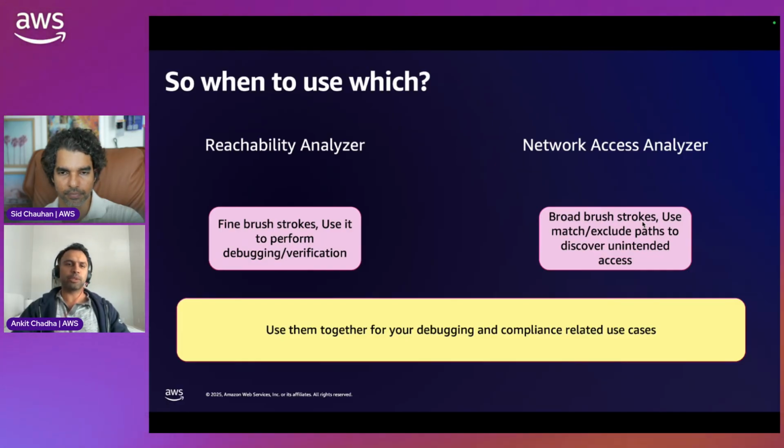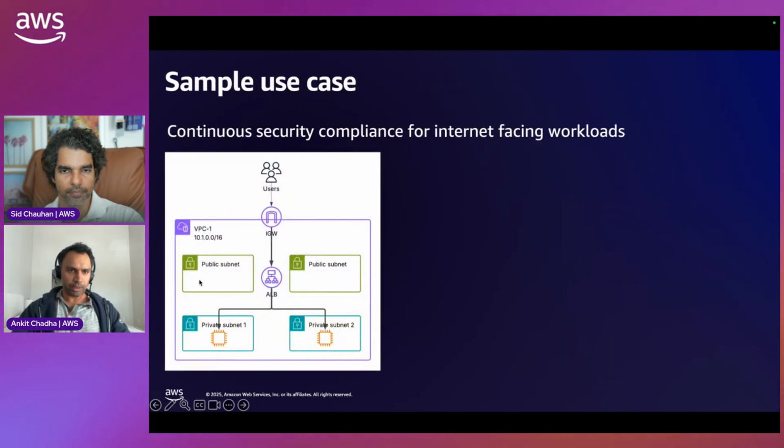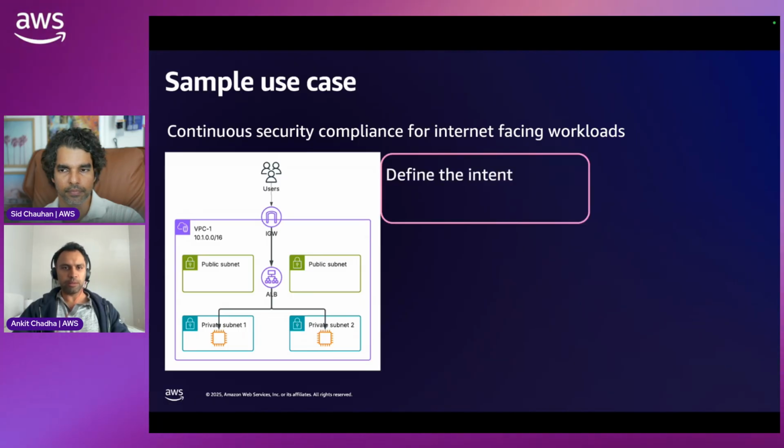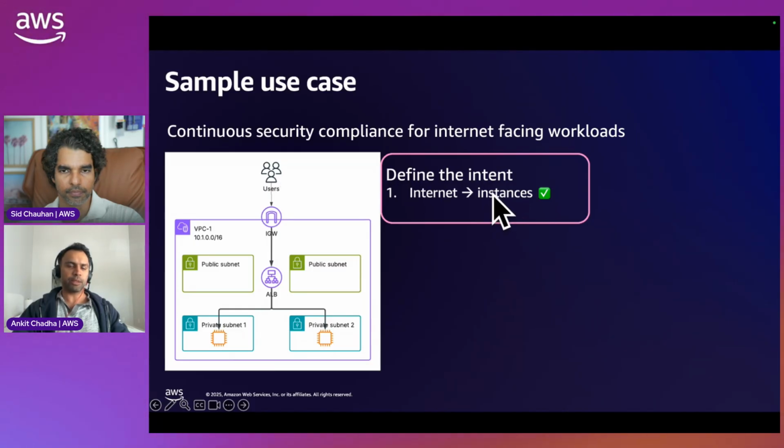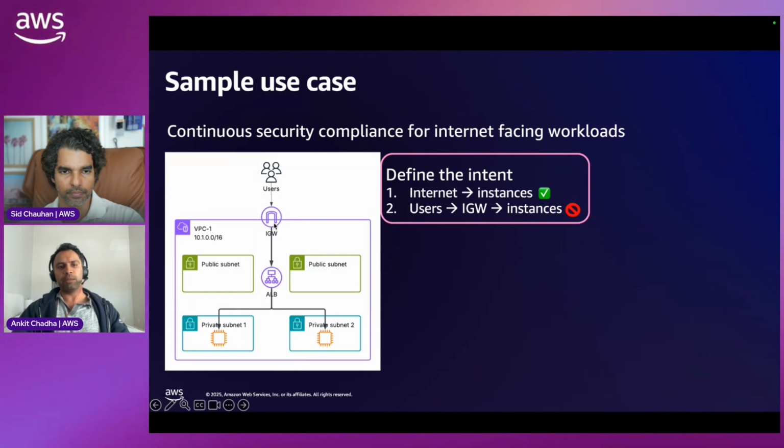So let's look at a sample use case of that. I'll go back to the same old deployment. You have a VPC that hosts public web servers through a public application load balancer, right? So first you define the intent. You say that the services that my instances are hosting should be accessible from the internet. Why? Because you want to provide services to the customers. Secondly, you want to say that users should not be able to directly use the internet gateway to get into my instances. In that, an ALB should always be present in the path, right? So how do you achieve this intent?